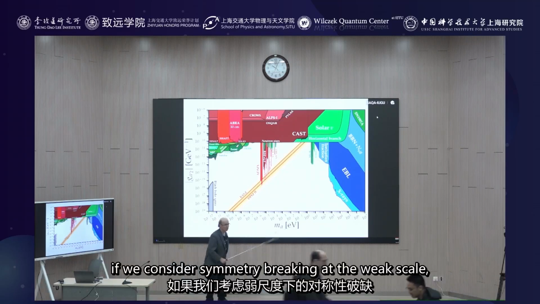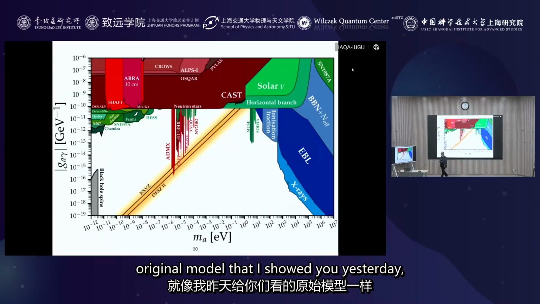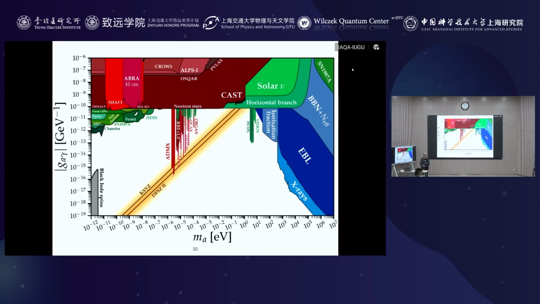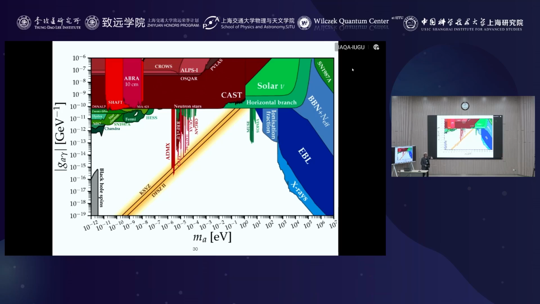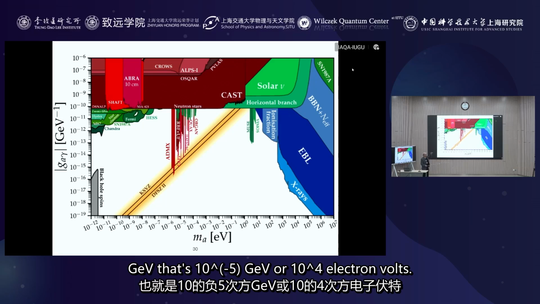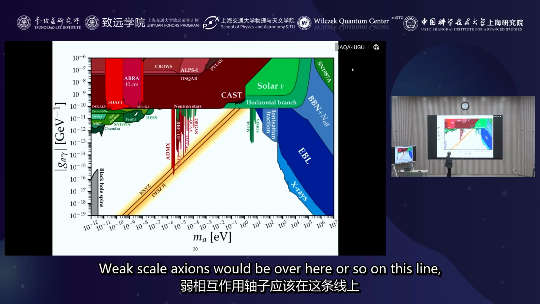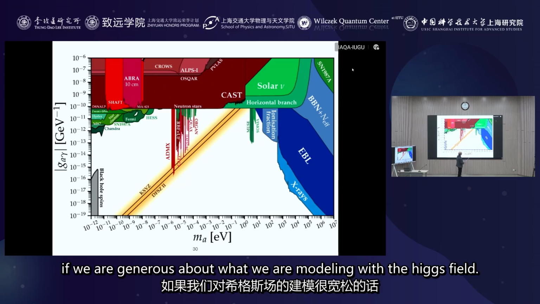If we consider symmetry breaking at the weak scale, so we have Higgs particles breaking the Peccei-Quinn symmetry, as in the original model that I showed you yesterday, then those vacuum expectation values would be perhaps 10 to the 3 GeV, roughly. So we have 10 to the minus 2 GeV divided by 10 to the 3 GeV. That's 10 to the minus 5 GeV, or 10 to the 4th electron volts. So weak scale axions would be over here or so on this line, or maybe over here if we are generous about what we are modeling with the Higgs field.